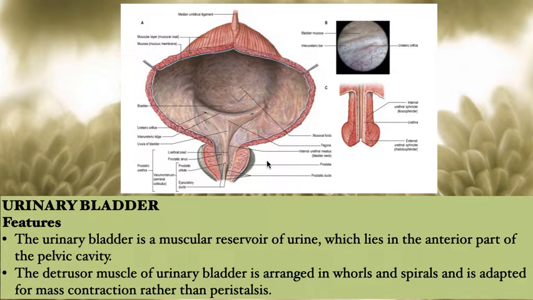Coming to the features of the urinary bladder, it is a muscular reservoir of urine lying in the anterior part of the pelvic cavity. The detrusor muscle of the urinary bladder is arranged in whorls and spirals and is adapted for mass contraction rather than peristalsis.